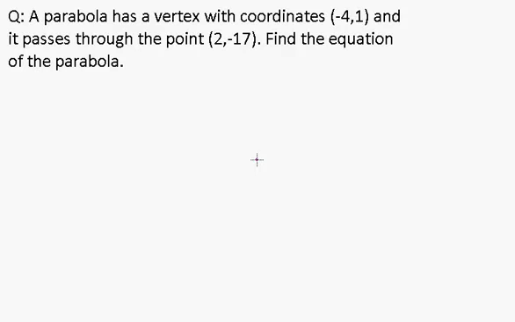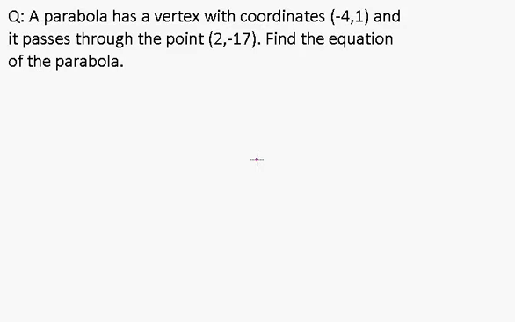Okay, I'm going to go through a slightly more complicated example here, and it's a good practice of what we know about parabolas and quadratic equations, and checking off our substitution skills as well. So it's a good little practice question. It reads, a parabola has a vertex with coordinates (-4, 1), and it passes through the point (2, -17). Find the equation of the parabola.